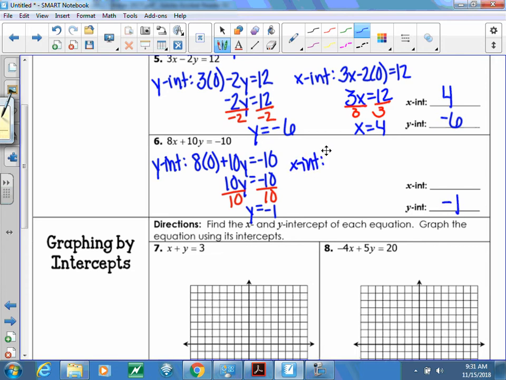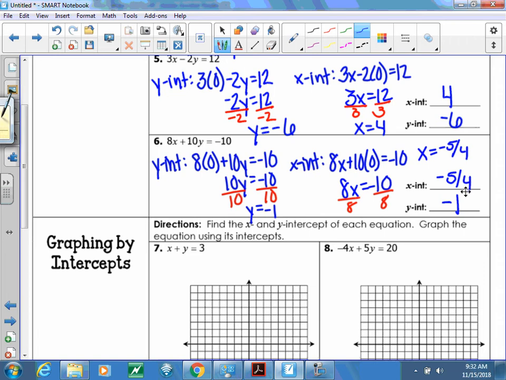X-intercept, we have 8 times x plus 10 times 0 equals negative 10. 10 times 0 is 0. 8x then is going to equal negative 10. And then we divide by 8, and we are going to get a fraction of negative 10/8, which can simplify to negative 5/4. So negative 5/4 is our x-intercept.